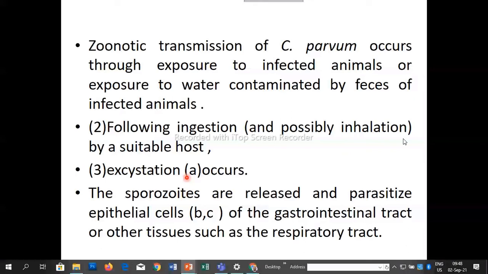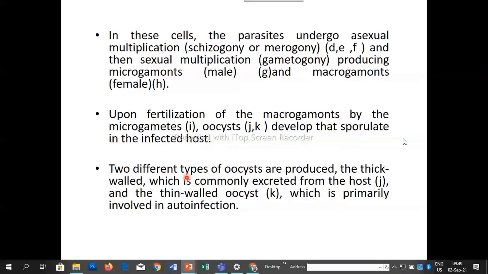and then sexual multiplication called gamogony, producing microgamont, male, and macrogamont, female, micro and macro. Upon fertilization of the macrogamont by the microgametes, the oocyst will develop and sporulate in the infected host.